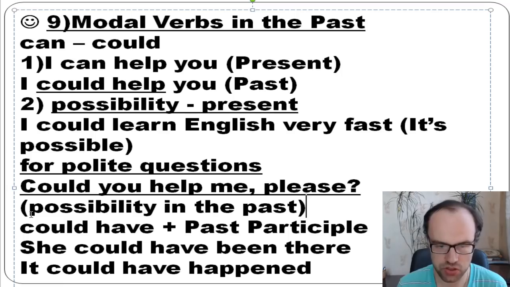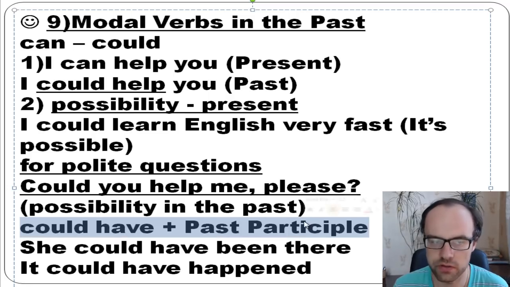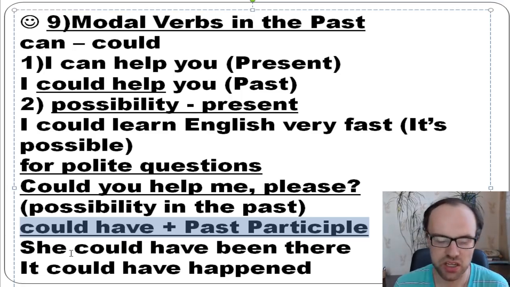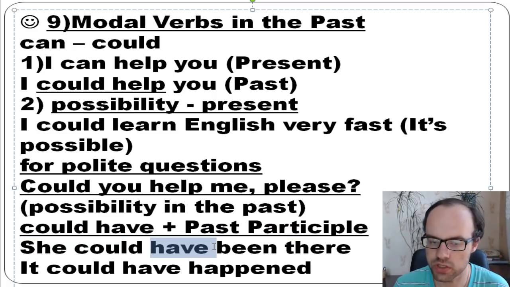we need to use this structure, yeah? Possibility in the past. Could have plus past participle. Look, she could have been there. So it doesn't matter he, she, we, we use could have. Always could have, not has. Could have been. She could have been there.